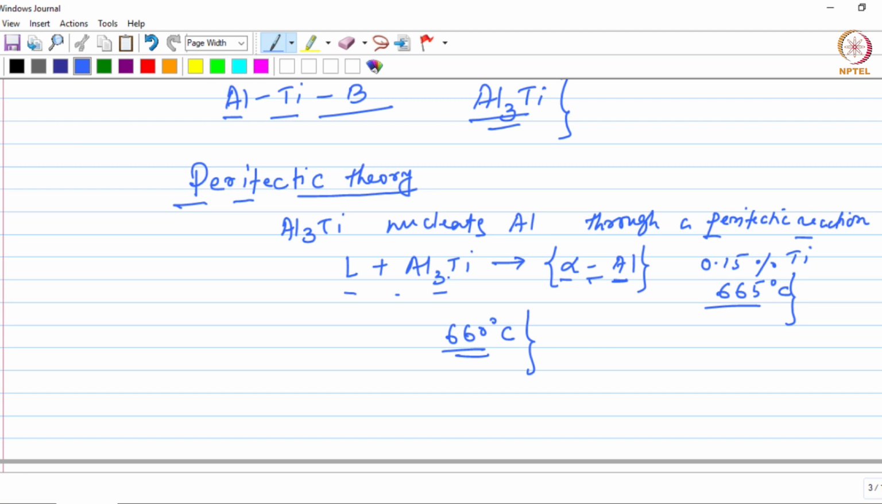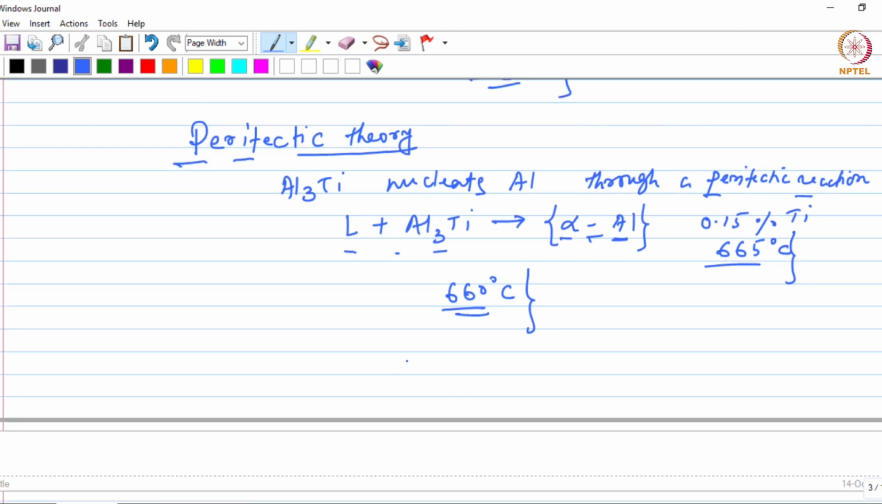Just to clarify this 660 degrees Celsius, let me elaborate a bit more. See, if you talk about, let's say, pure aluminium, the melting point is around 660, right? The equilibrium melting point. So when you talk about the solidification of aluminium as such, it will start forming at 660 degrees Celsius and below, right? It will start forming when the temperature reaches 660 degrees Celsius, isn't it? But what I am saying here is that the peritectic reaction occurs above that. It occurs at 665 degrees Celsius.